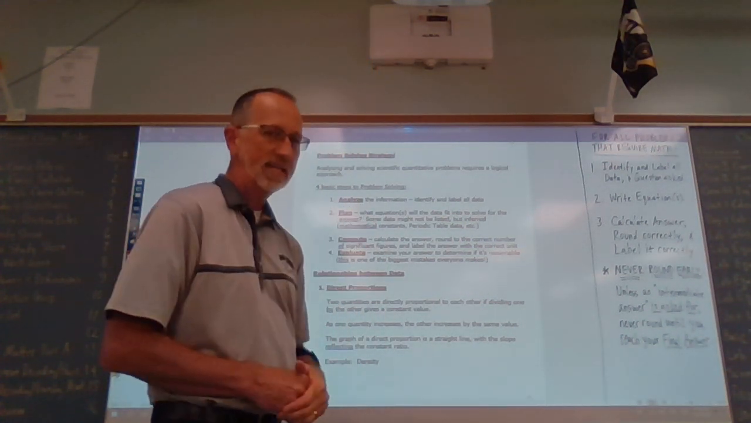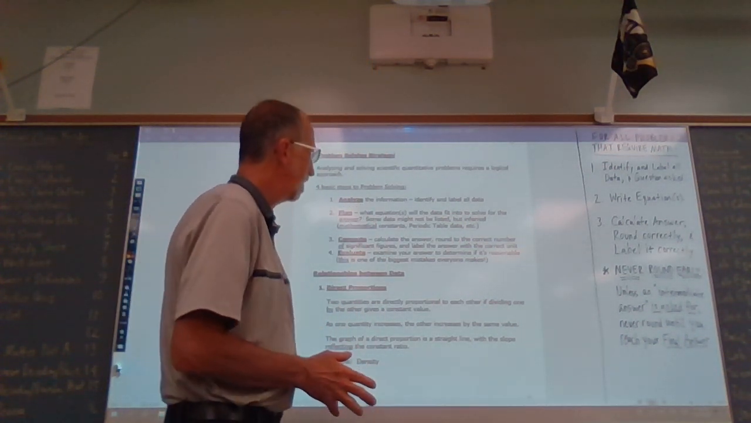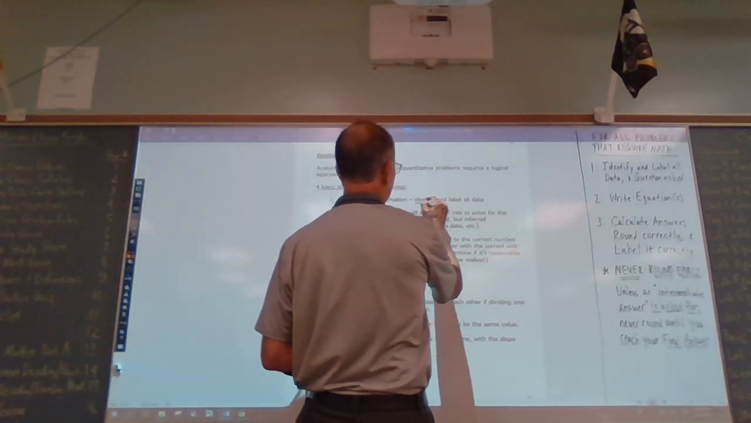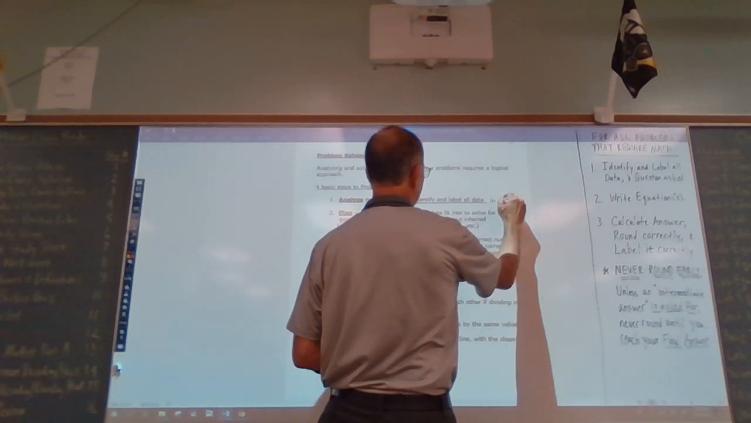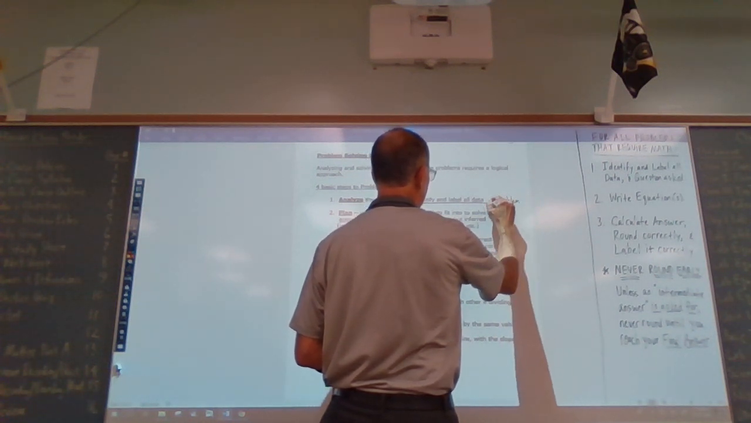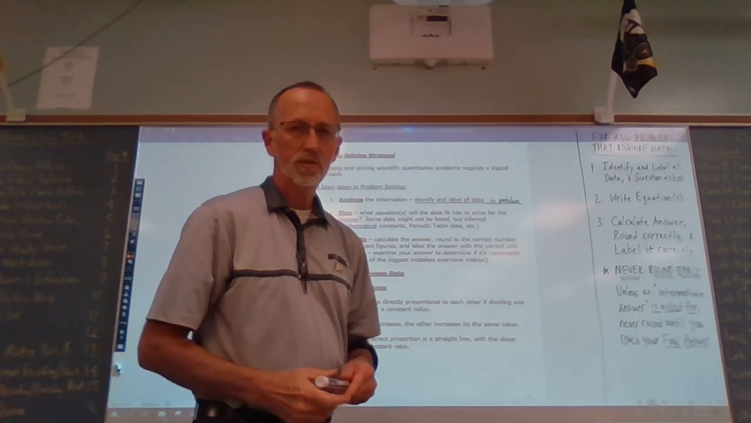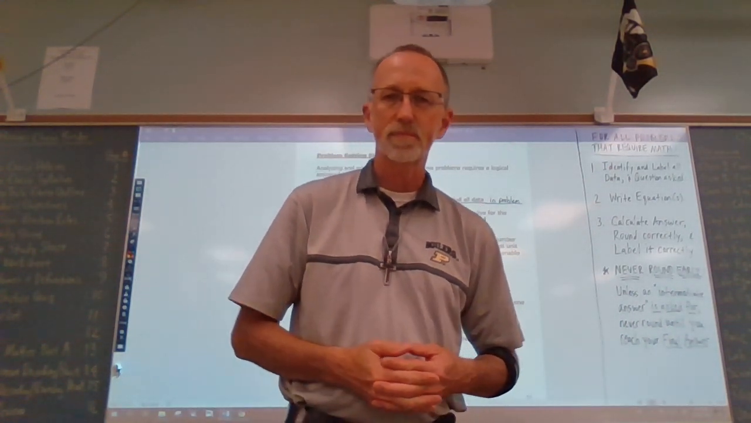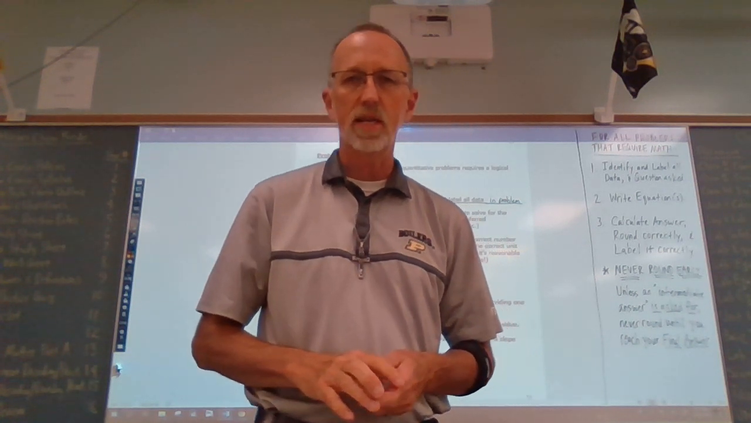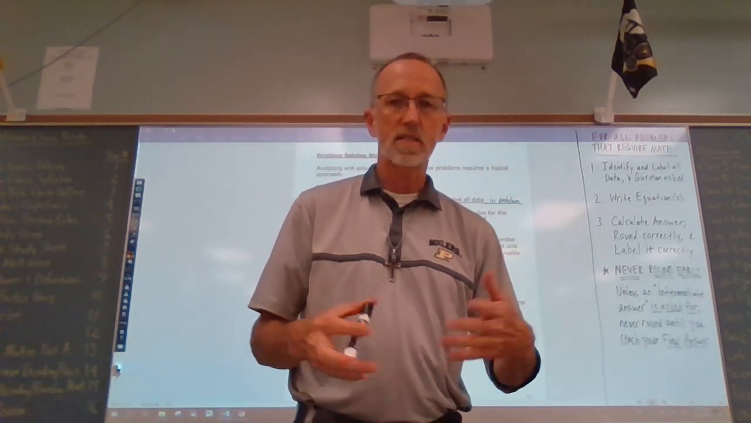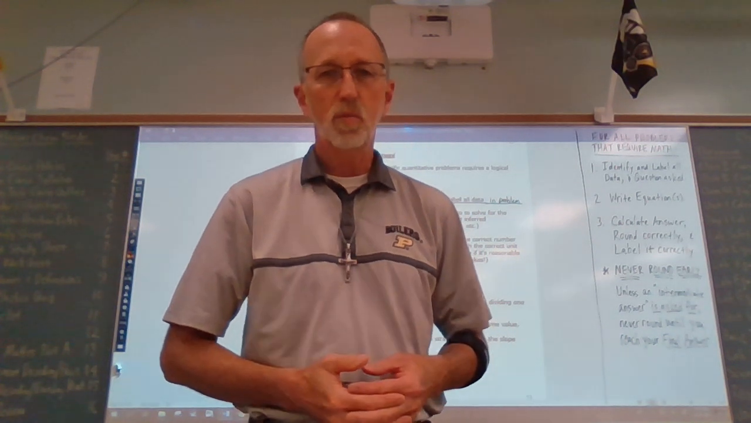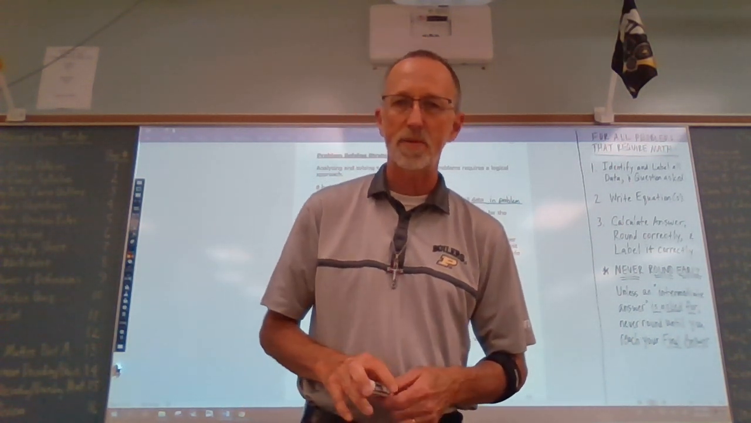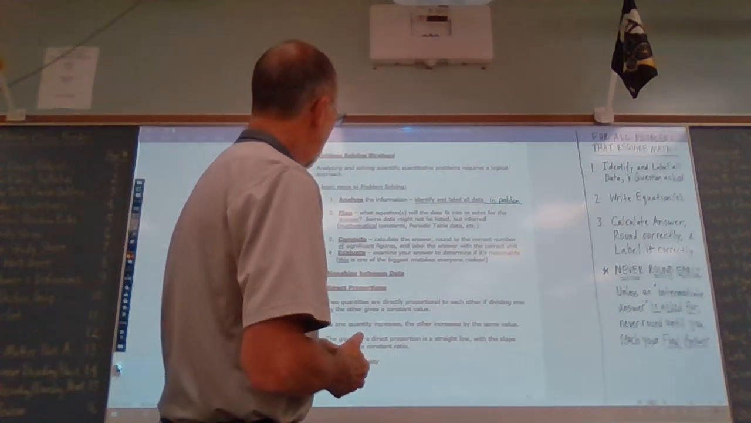First, number one, A is analyze. Analyze the information. Identify and label all data in the problem. Very simple to do. Read the problem, find the numbers, underline them, put a little variable above them so you know what it is. You know, if it says this substance has a mass of 22.4 grams, underline the 22.4 grams and put a little M above it for mass. Okay, simple.